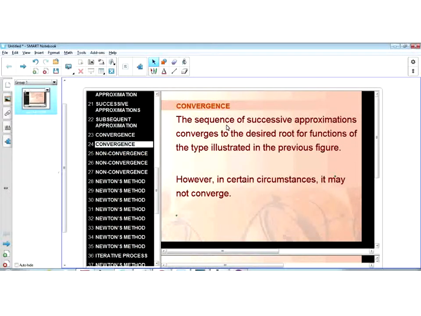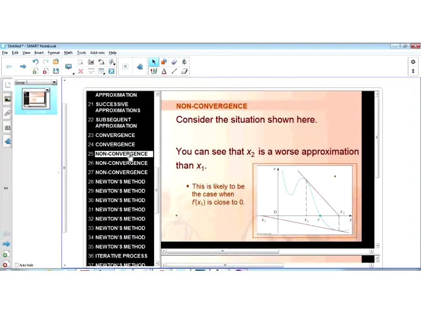Okay, the sequence of successive approximations converges to the desired root for functions of the type illustrated in the previous figure, of course. However, in certain circumstances, they may not converge. Here's a case where your selection of x of 1 won't converge to R. So for instance, look at their choice for x of 1.